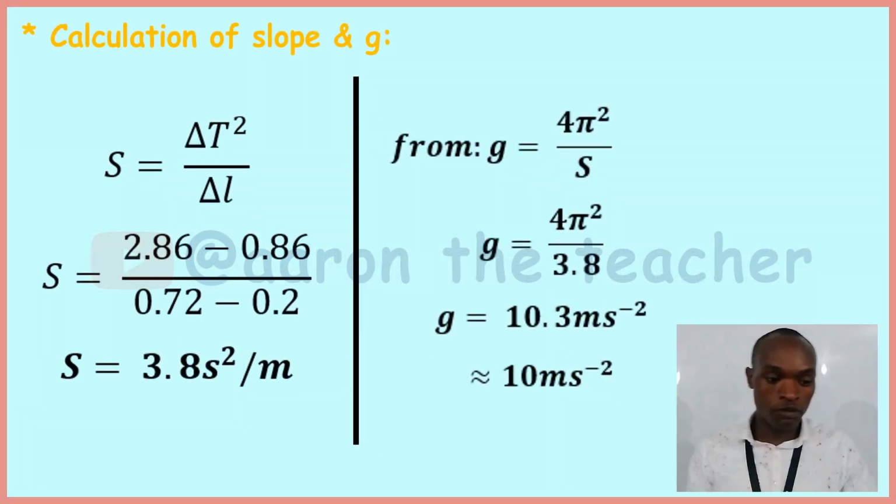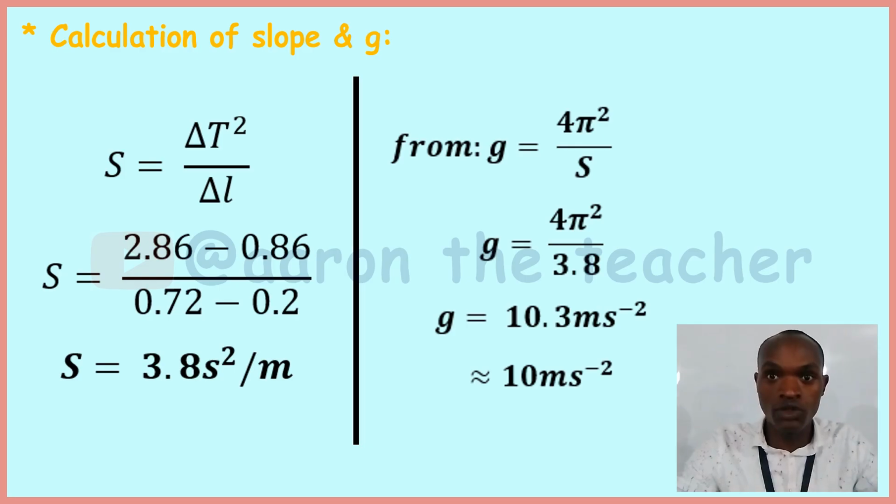Okay, so moving on to calculating the slope, this is what you're having, and you're going to use this formula, S equals change in T squared divided by change in our length, which is L. And from the values we've got on the graph, my T2 is the 2.86, and then my T1 would be the 0.86.